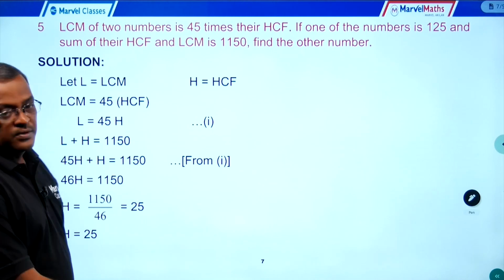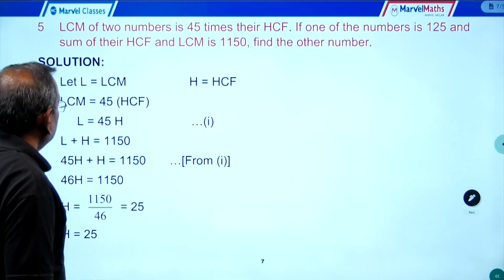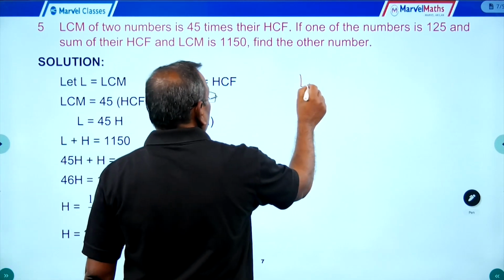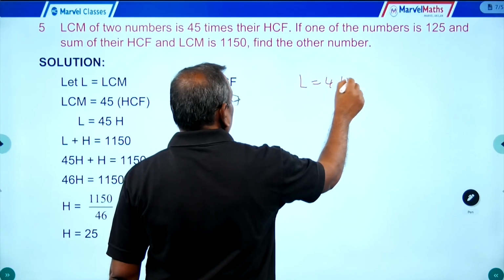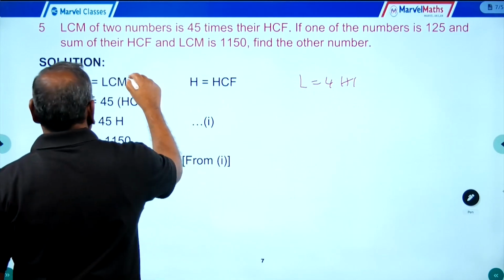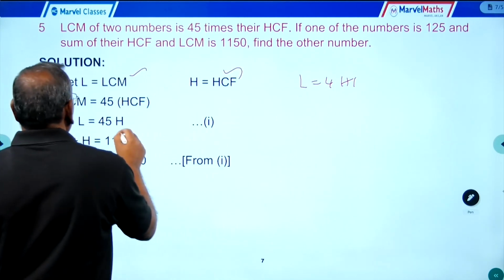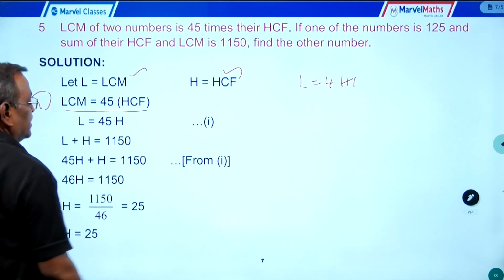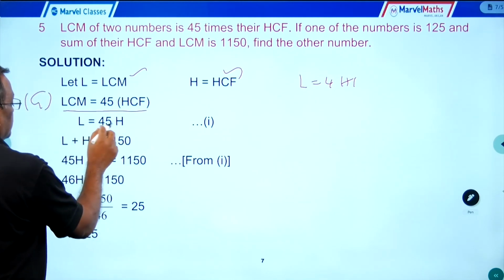Next, one of the tough questions, HCF category. The LCM of two numbers is 45 times the HCF. Let L equal LCM, H equal HCF. So what is the given condition? Given is LCM equal to 45 times HCF, so L equal to 45H.